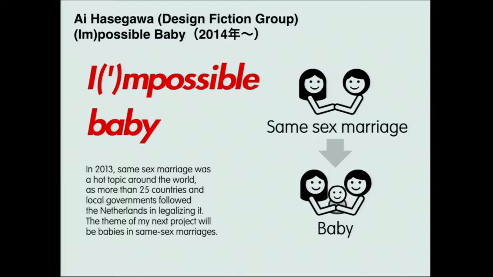Ai Hasegawa is actually doing a project called Impossible Baby. Right now, same-sex marriage is being discussed worldwide, especially in the United States. Very recently, finally, same-sex marriage was legalized in the United States. It's a hot topic, but still, when you think about same-sex couples, they can get married, though here in Japan it cannot be done. But even if they can get married, they won't be able to have a baby and a family. That can only be done between a man and a woman.